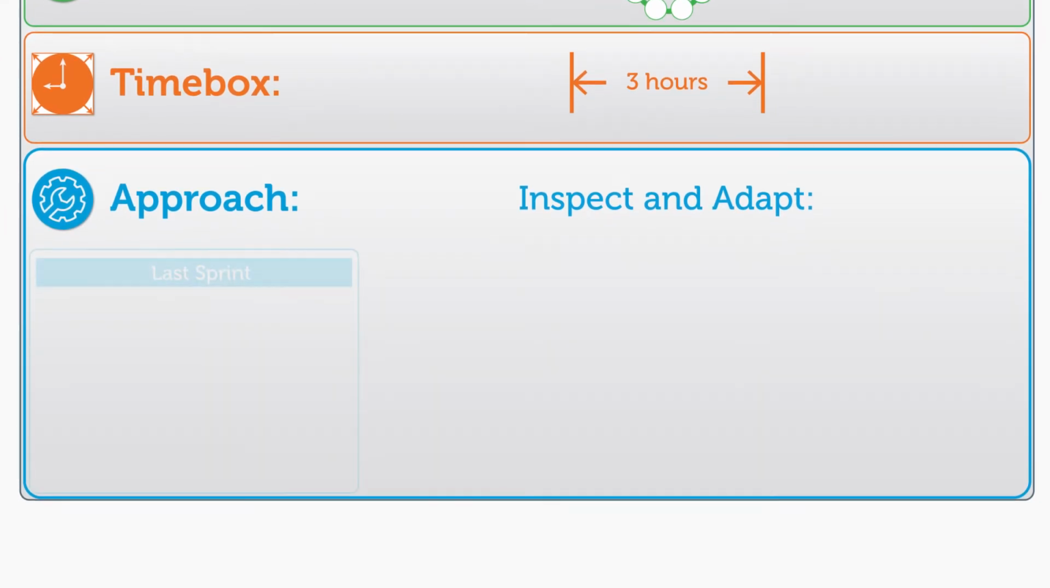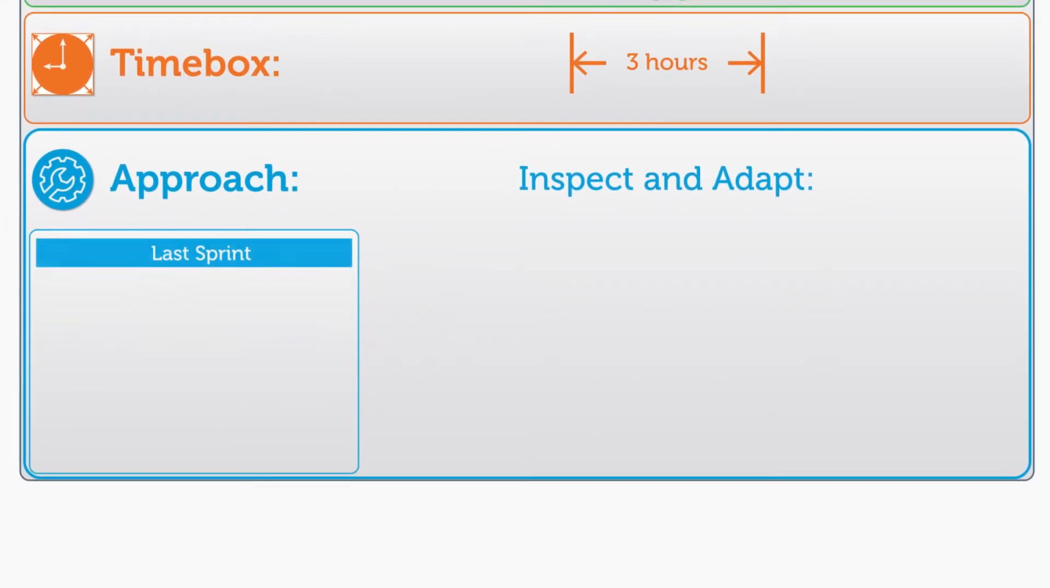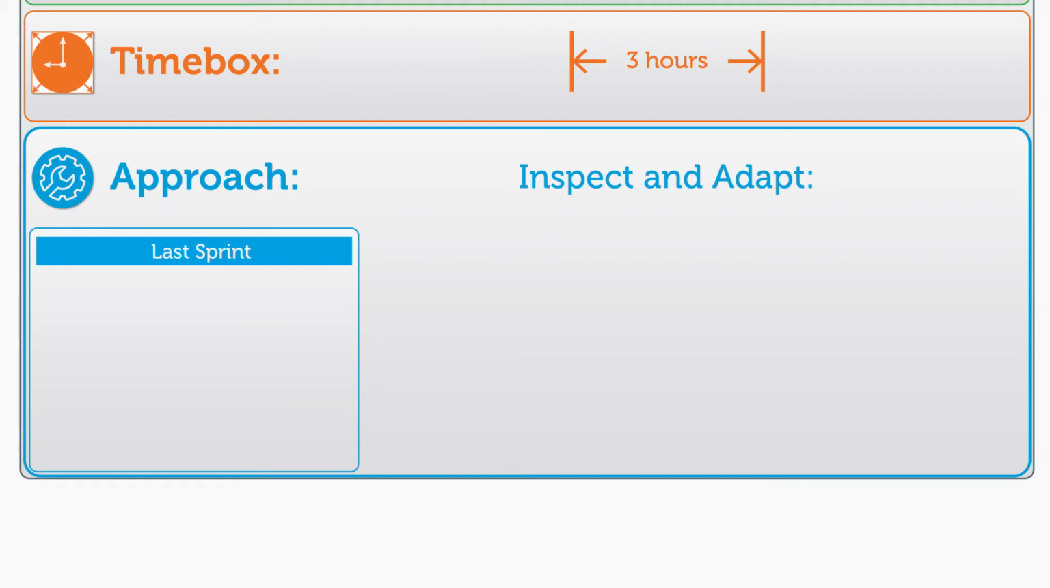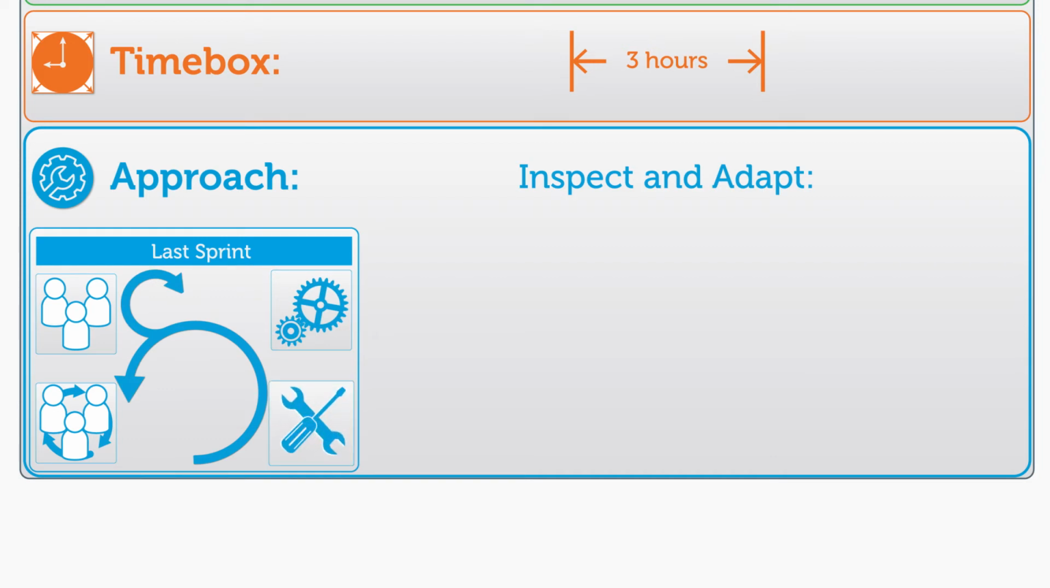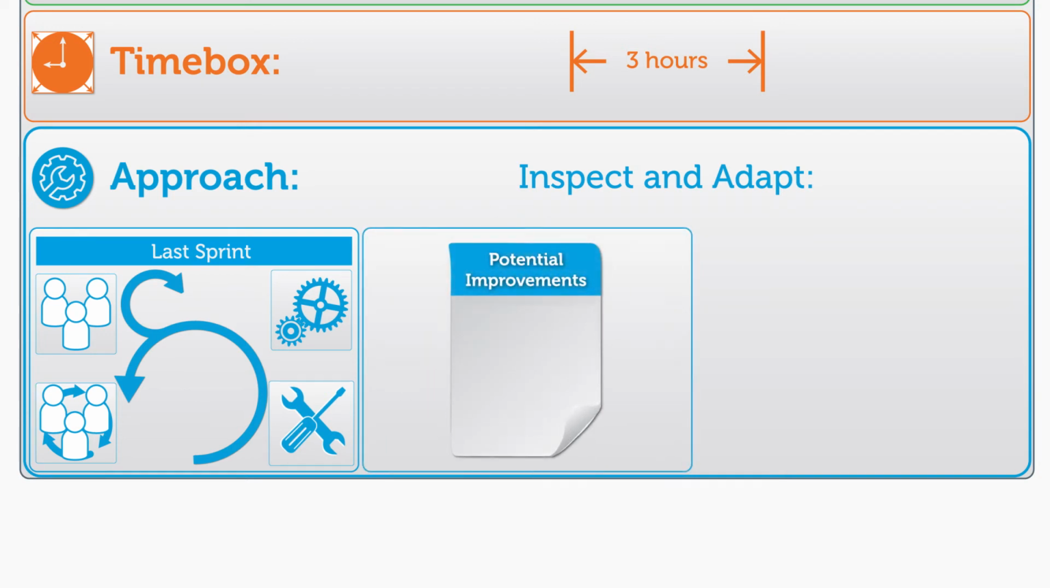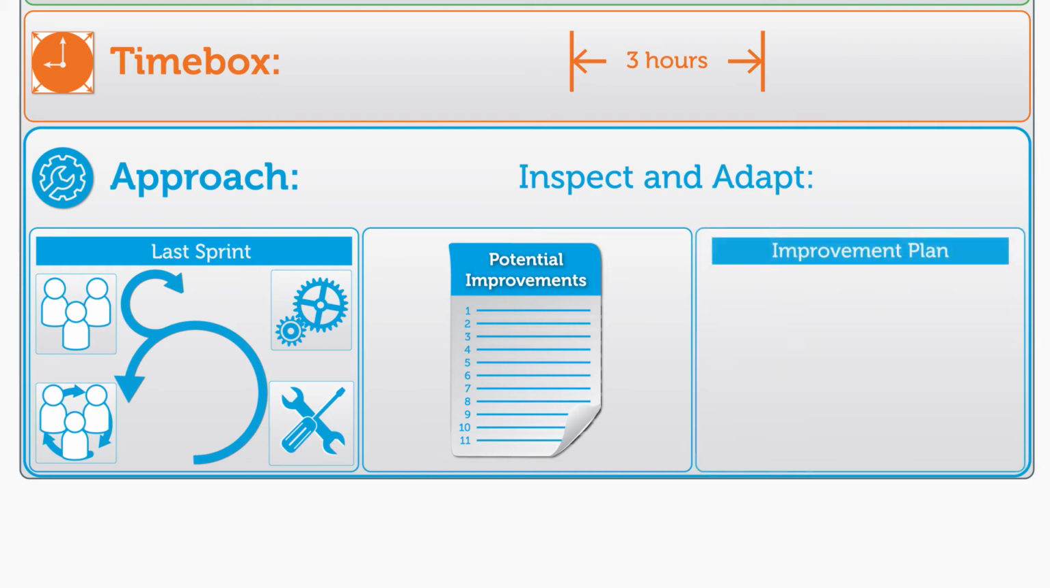First, the team inspects how the work was completed in the last sprint, focusing on areas such as people, relationships, process, and tools. Next, the attendees have a collaborative discussion to identify and order major items that went well and opportunities for improvement. Finally, the team creates a plan for how they will roll out any chosen improvements.